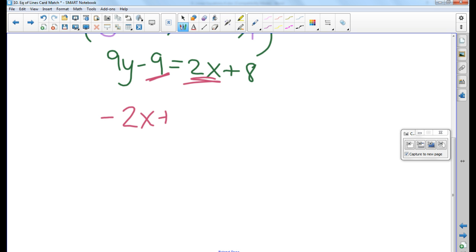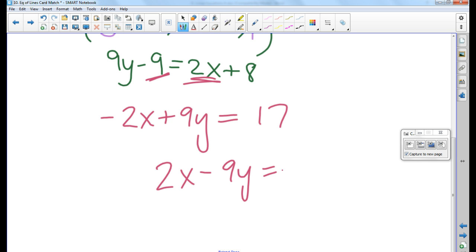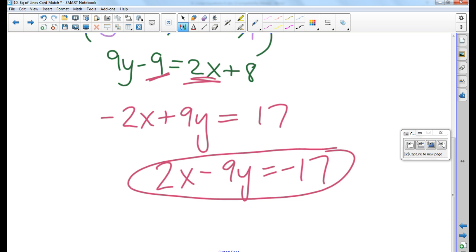Negative 2x plus 9y equals, let's see, plus 9 plus 9, 17. We're only breaking one rule. What rule are we breaking? Leading coefficient can't be negative. So you change everybody's sign. 2x minus 9y equals negative 17. Final answer, that's number 3. Woo!